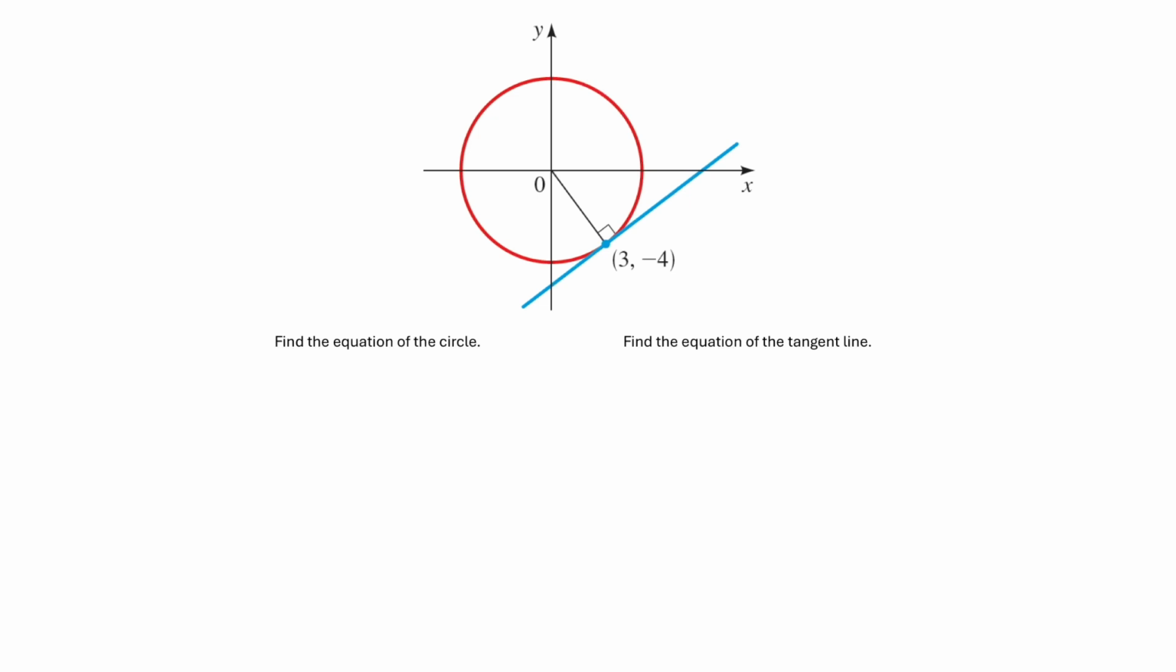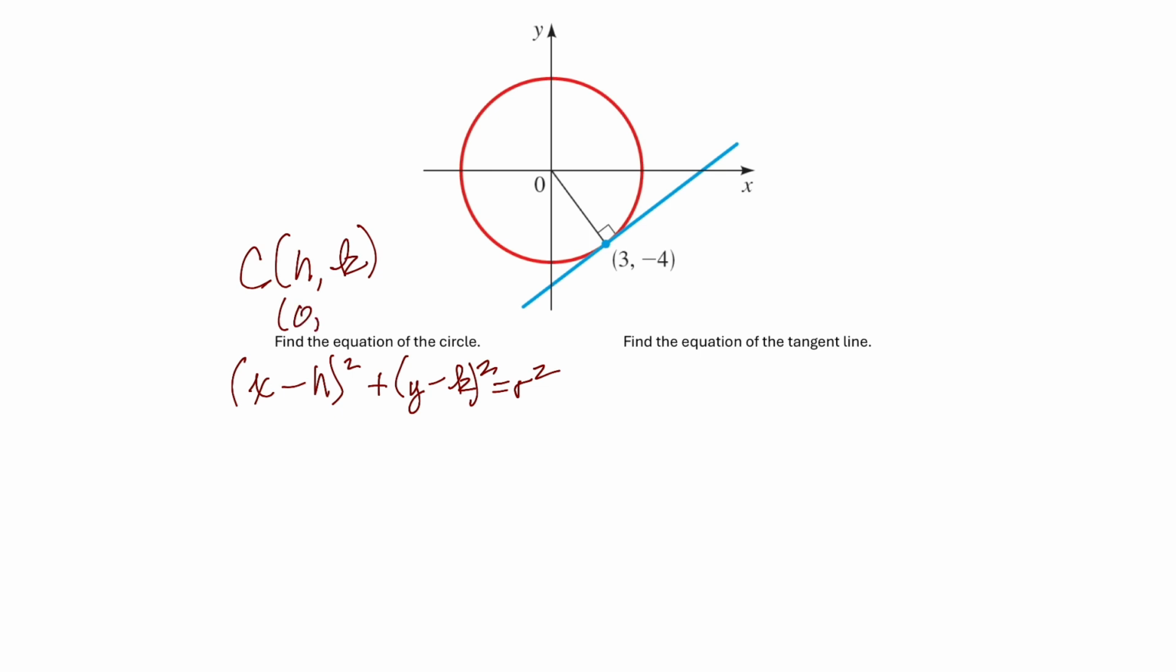Okay, so step one, let's read the problem. Find the equation of the circle, that's the red part, and find the equation of this tangent line that's tangent to the circle. So let's go ahead and start with the circle. This is my formula for a circle: (x minus h) squared plus (y minus k) squared equals r squared. I can already see that my center, which is h comma k, is the point (0, 0). It's right here on the origin.